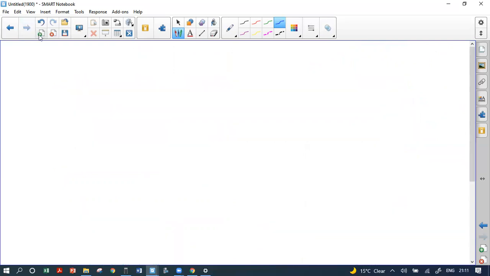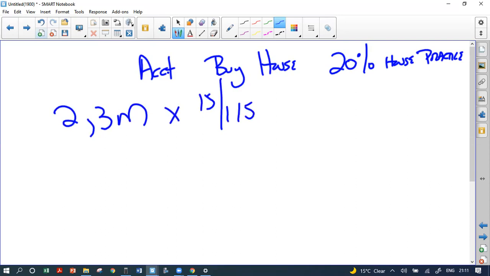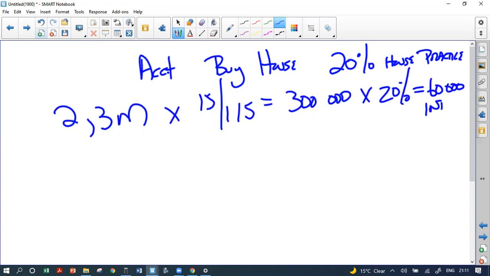Okay. So I'm not going to look at that page. I want to explain to you. So, okay, I'm an accountant. I buy a house. I use 20% of the house for my practice. Let's imagine I bought the house for 2.3 million times 15 over 115 equals 300,000. And I only use 20% for my practice. So how much VAT did I claim? I claimed 60,000 rands worth of input when I bought it.